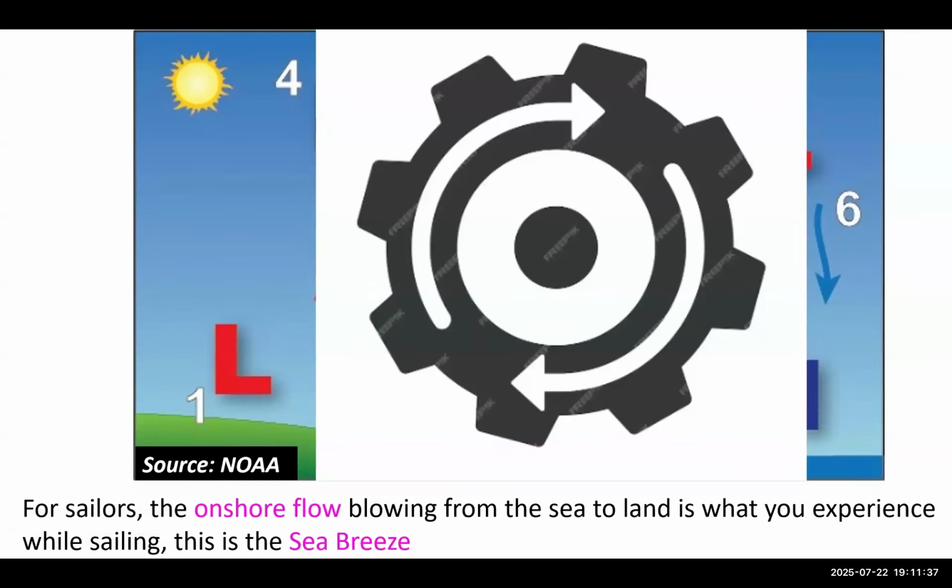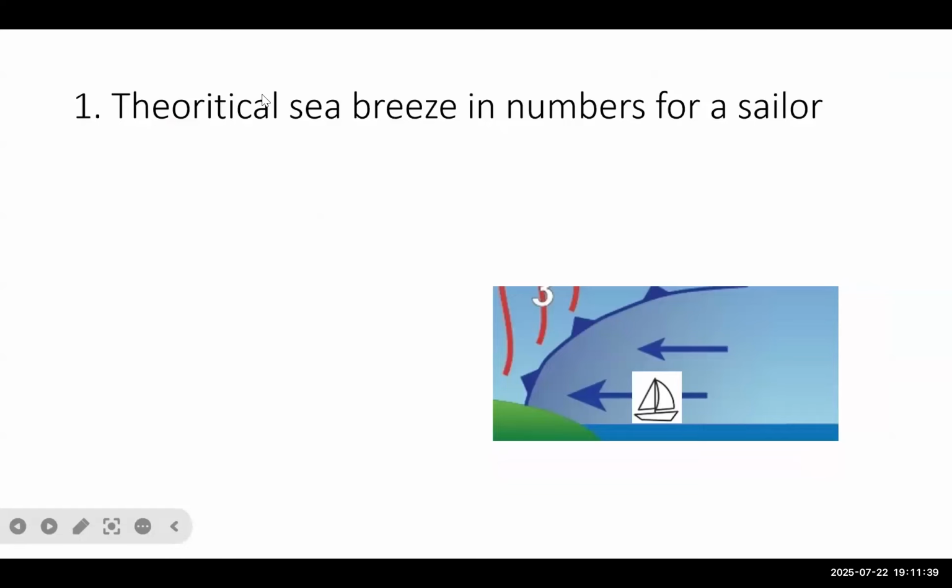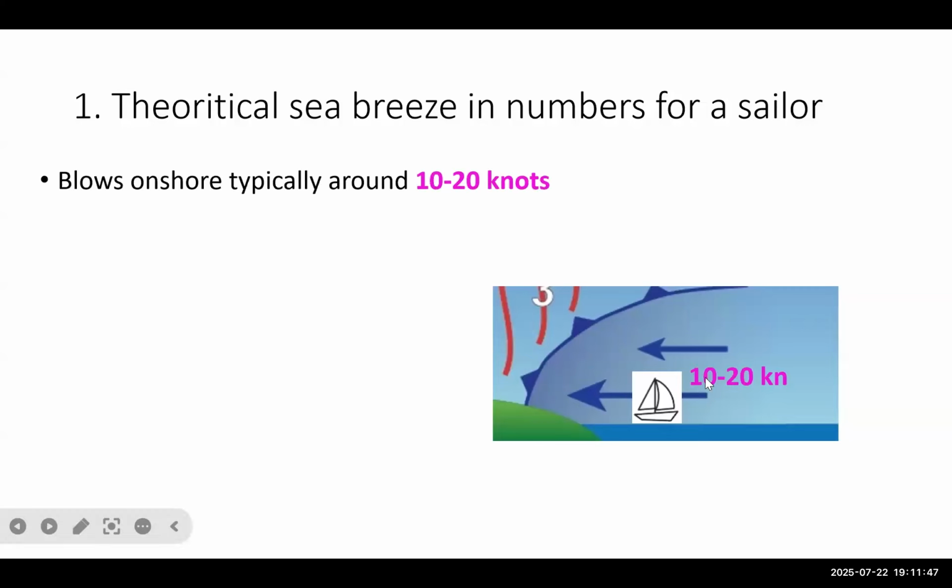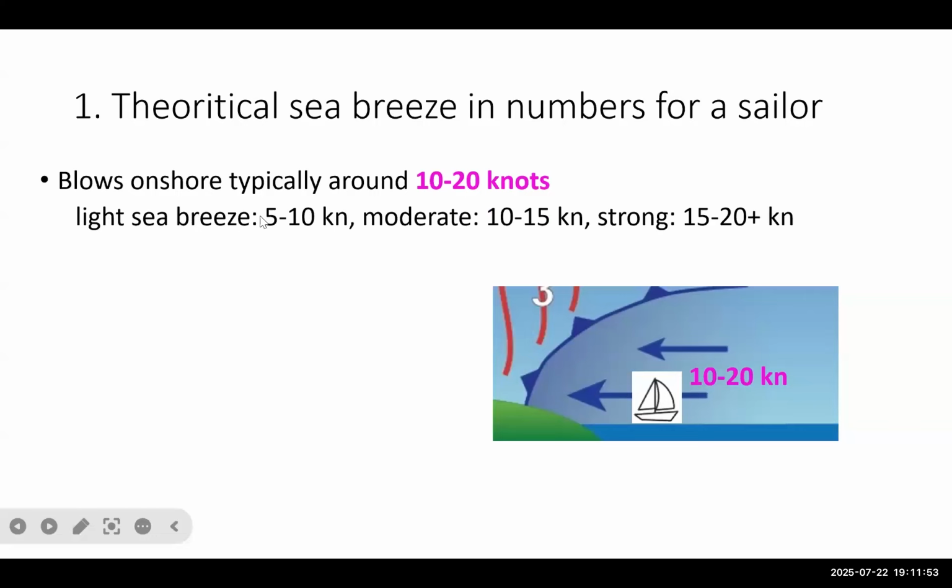So now the model has been built, and we're just going to look at the sea breeze for a sailor in numbers, what it is. So roughly the sea breeze is an onshore wind blowing 10 to 20 knots. Of course, there are some light sea breeze. It's more a 5 to 10. Moderate is 10 to 15. And a strong sea breeze is 15 to 20 plus.